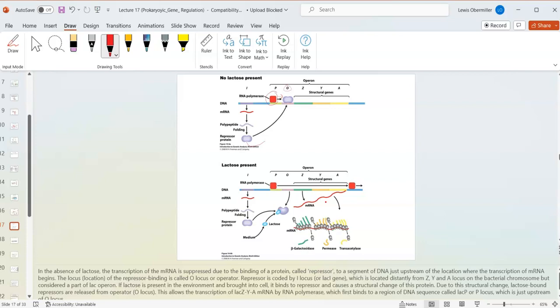There is some leakiness here, so you're going to get a very little bit of gene expression. Sometimes the polymerase will sneak around, but for the most part, it's going to almost completely shut this off. And that's when no lactose is present, right? We don't want the gene on unless lactose is present because it would be a waste of energy.